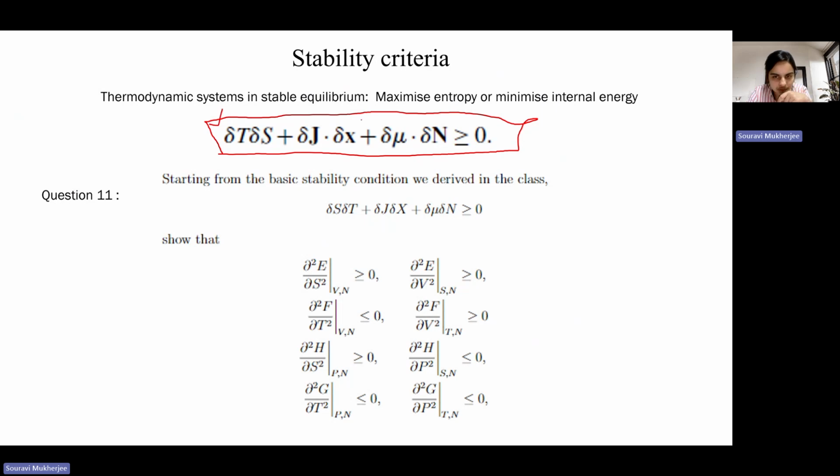Now, by using this, there are different important inequalities that come up in the derivatives of the state functions or thermodynamic potentials. So these are some of the important relations. We'll try to start from this general expression which is here, start from here and find these.